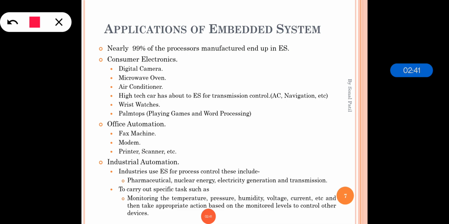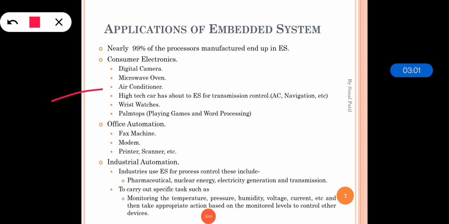Now we will see. So nearly 99% of the processors manufactured end up in the embedded system. The embedded system market is one of the highest growth areas as the systems are used in every market segment, that is the consumer electronics, office automation, transportation, military and so on.